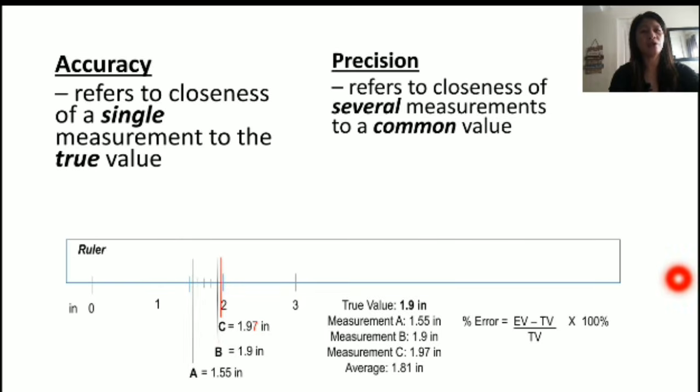So percent error is determined as the difference of experimental value and true value divided by the true value times 100. So in the case, for example, of measurement B, to determine the error, experimental value 1.9 minus true value 1.9 divided by true value 1.9, times 100, you will get 0. So that 0 indicates that the measurement is very accurate, because it's exactly the true value.